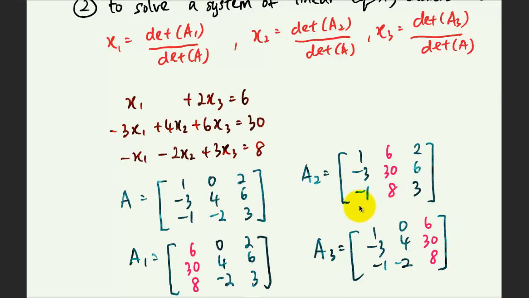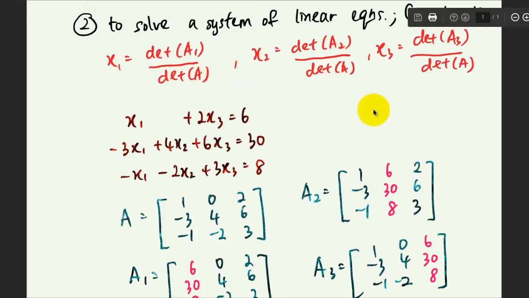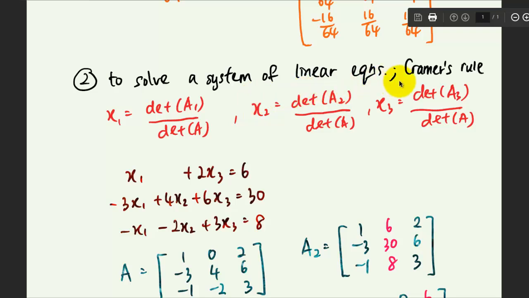So you just need to find the determinant of all these matrices, and you substitute into this equation to get the values for the unknowns. So this is another method to solve a system of linear equations using Cramer's rule. And in chapter 1 as well, you have learned how to use row operations, Gaussian elimination, to solve the system of linear equations. So which method do you think is easier?